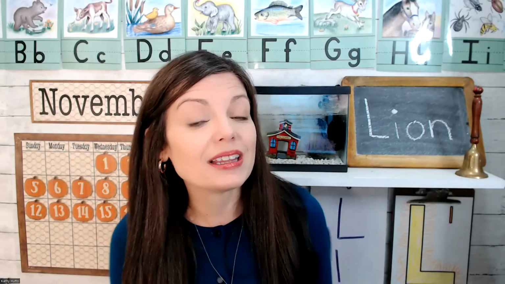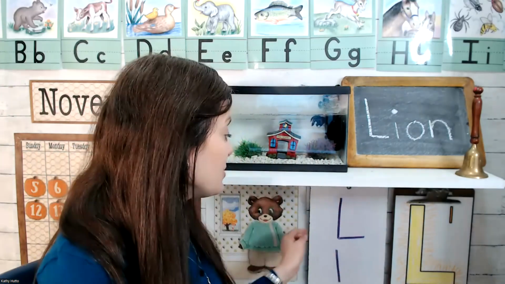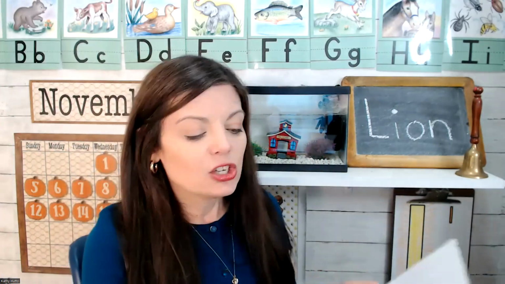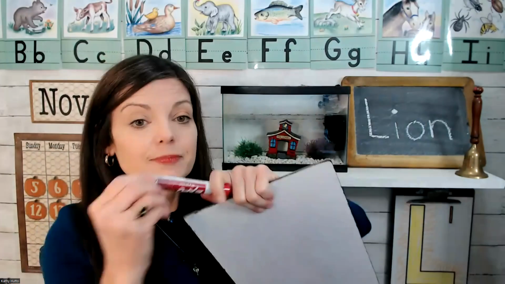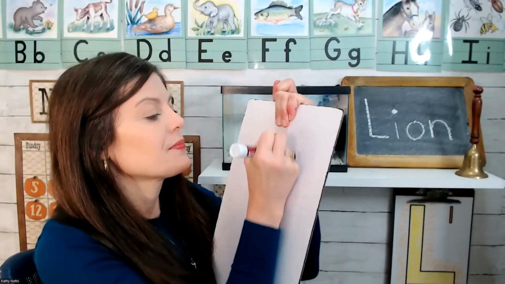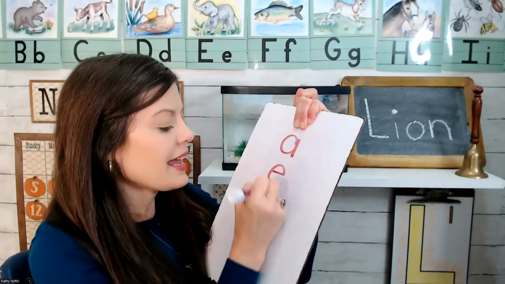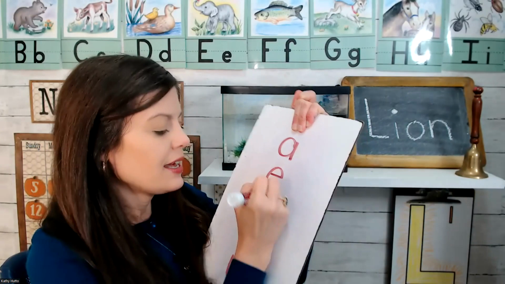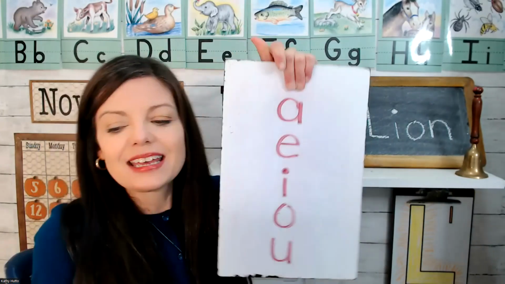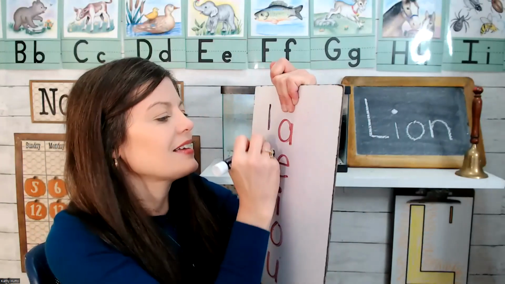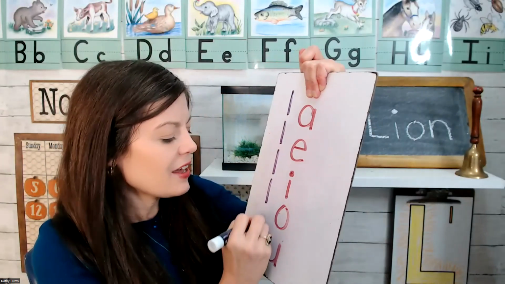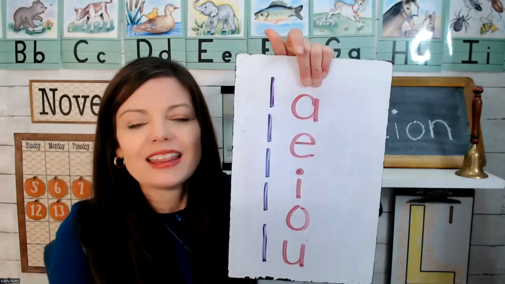Well, now that we know what letter L sounds like, we'll use it for blending. Can you help me sing the vowel song? It goes like this. A, E, I, O, U. A, E, I, O, U. A, E, I, O, U.